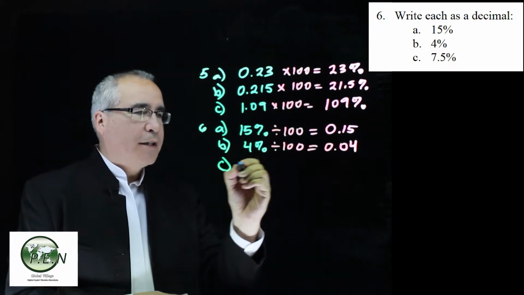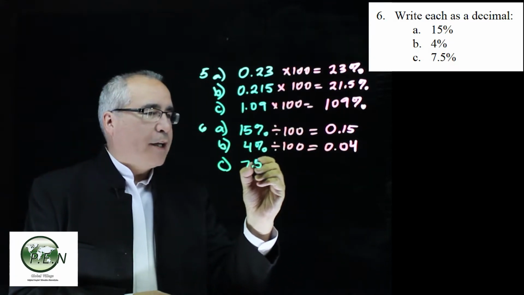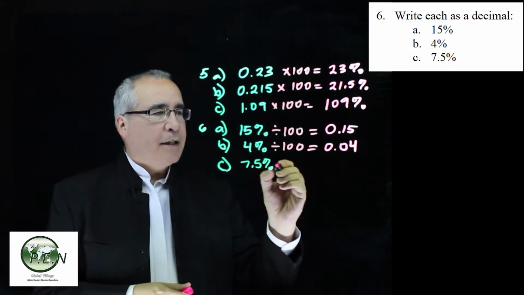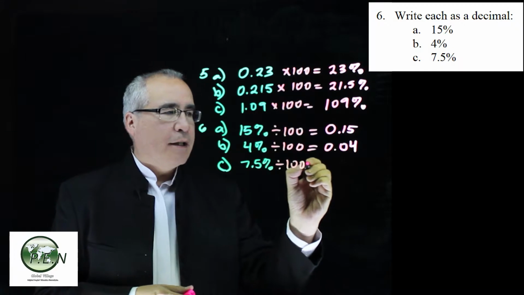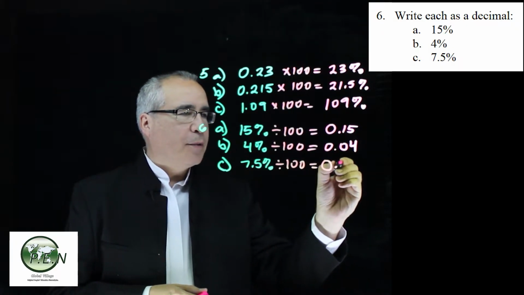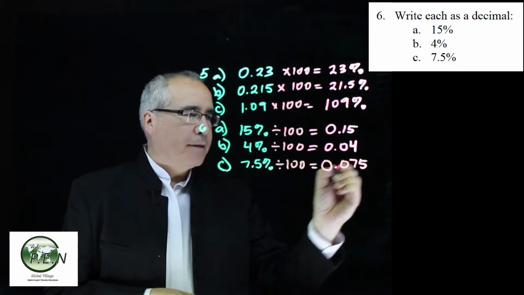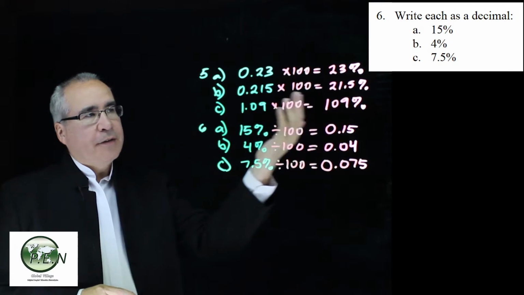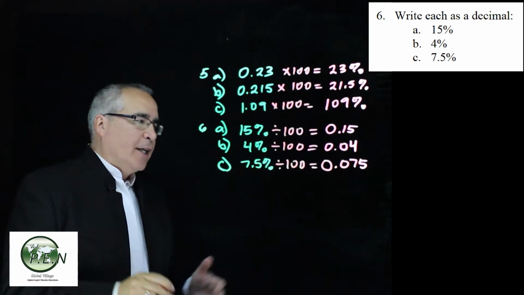C question, 7.5%. The process is just to plug that in the calculator, divide it by 100, and we'll see that decimal move over 2 places, and we'll have 0.075 as our decimal. So we can take decimals, turn into percents, percents turn into decimals.